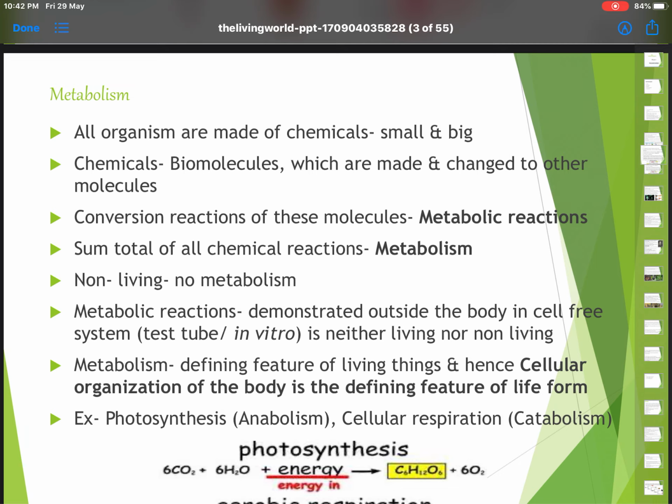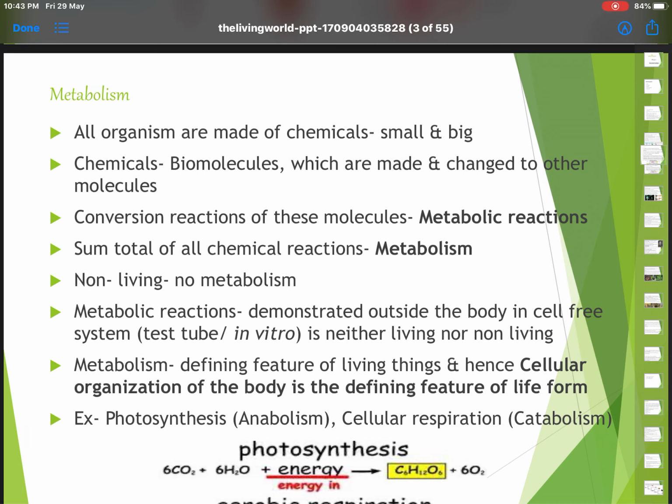In anabolism, it is the reverse of catabolism, where smaller molecules join together to produce a bigger compound, like amino acid plus amino acid combining together to form protein. So, anabolism plus catabolism results in metabolism. So, there is a lot of involvement of biomolecules.